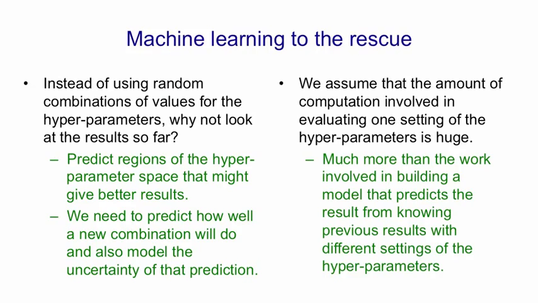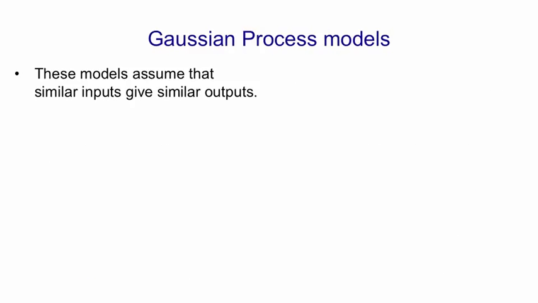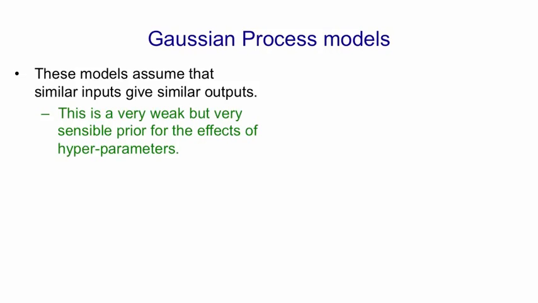So what kind of model are we going to use for predicting the results of future experiments? It turns out there's a kind of model I haven't talked about in the course called Gaussian process models. Basically all these models do is assume that similar inputs give similar outputs. They don't have any more sophisticated prior than that, but they're very good at using that prior in an effective way. So if you don't know much about what you expect hyperparameters to do, a weak prior like that is probably the best you can do.